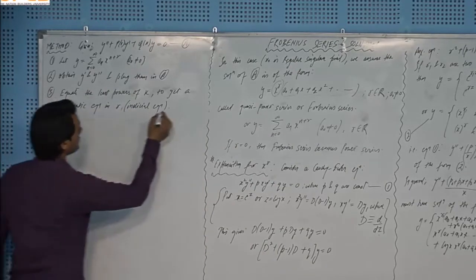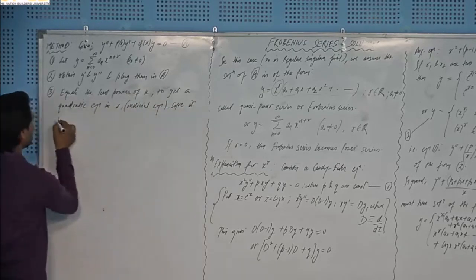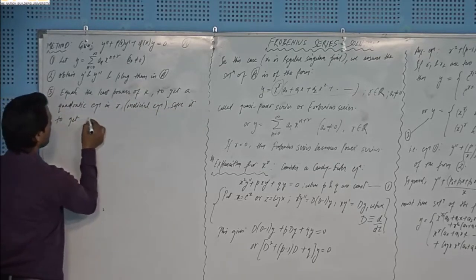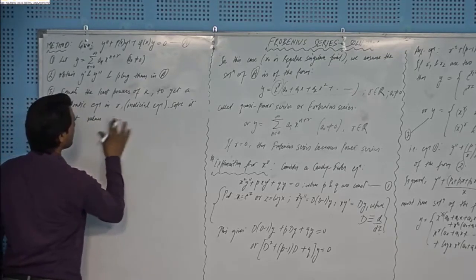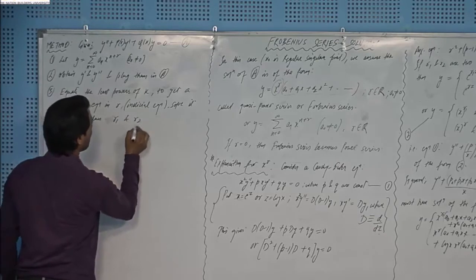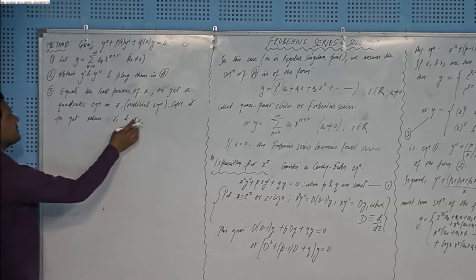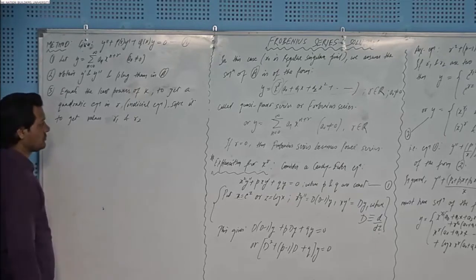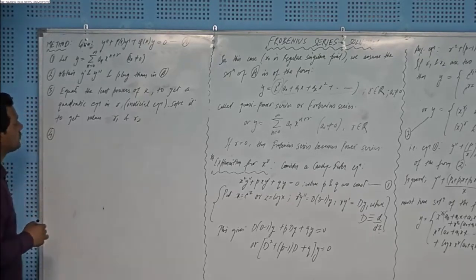So solve it to get values R1 and R2, right? Okay, they may be distinct, they may be equal. That will be a separate case. First, I will write what we should do in step number 4.